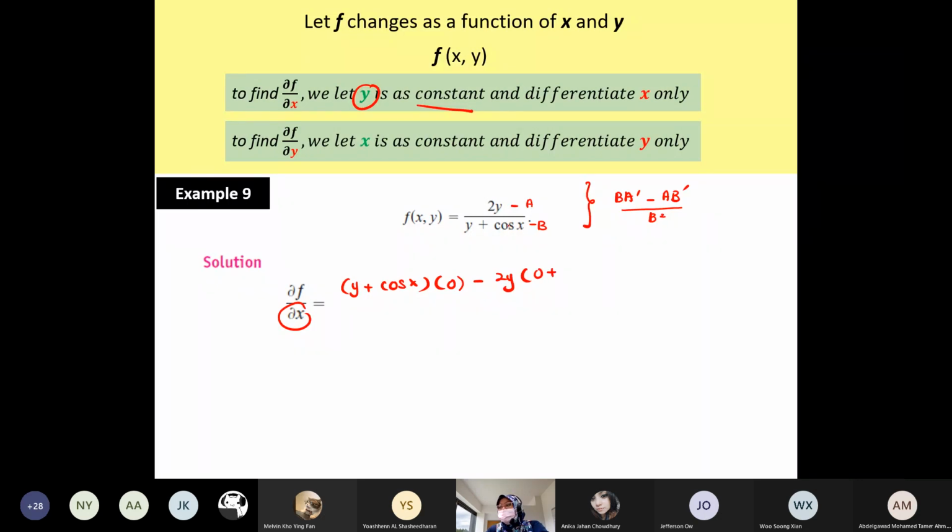Cosine x becomes negative sine x, isn't it? Over B square, so y plus cosine x square. So when you simplify, this term is already 0. So you have 2y sine x over y plus cosine x square.